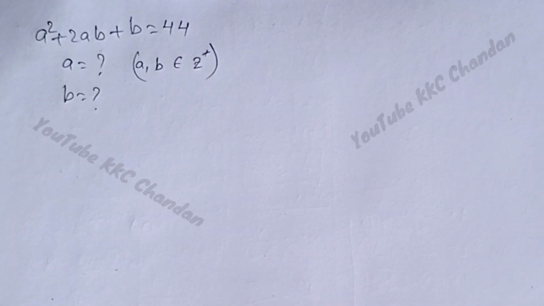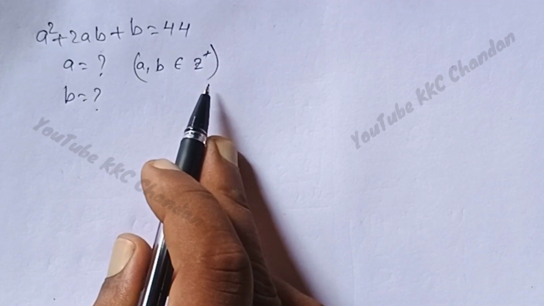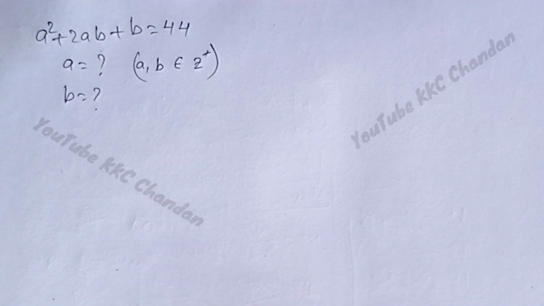Here a question is given. The question is that a square plus 2ab plus b is equal to 44. What is the value of a and b? The condition is that a and b are positive integers. How to solve this question?